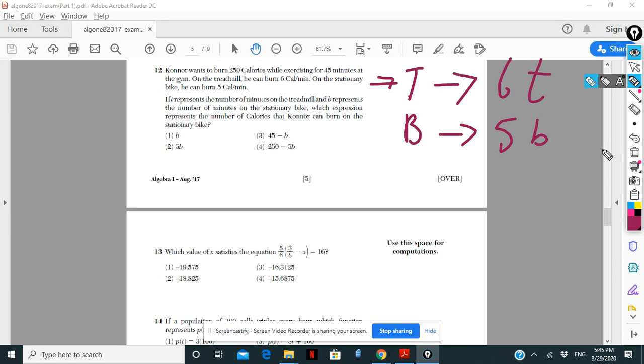Now, which expression represents the number of calories he can burn on the bike? So that's the bike. So that's showing me the equation is going to start burning from 0. So this is my linear equation. And so 5B plus 0, which is going to end up as 5B. So the answer is 2.